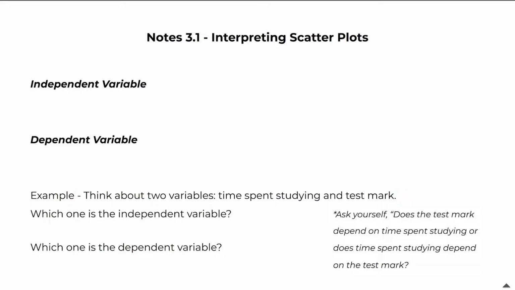Hi everyone, Notes 3.1 are on interpreting scatter plots. And before we do any type of interpreting, we have to define different types of variables. So a variable is something that changes, right?